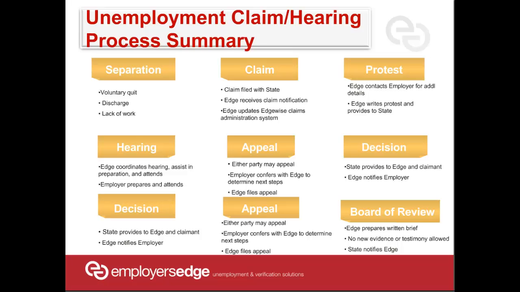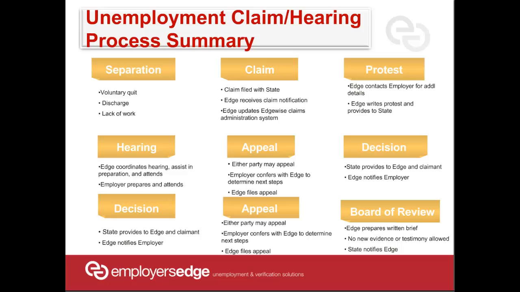If I go without the person with the most firsthand knowledge, such as their supervisor or maybe an HR representative who sat down with the individual, got the resignation letter, if I go with just someone who doesn't have firsthand knowledge, the state may rule that as hearsay testimony, especially if the claimant is there to give firsthand testimony. So the hearing officer listens to the claimant testimony, the employer testimony, and again, they will make a decision. That decision is favorable or unfavorable.